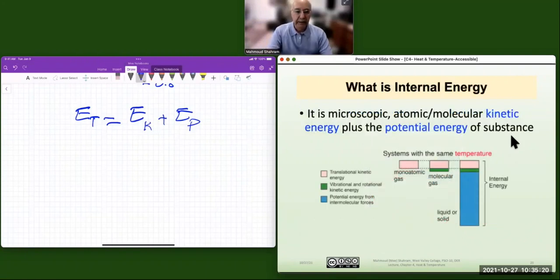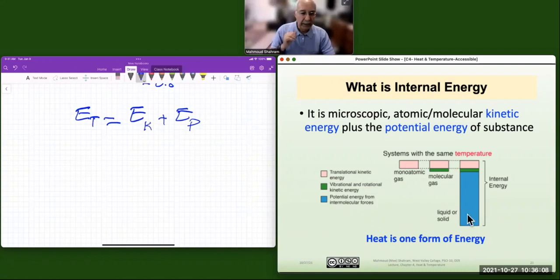Again, as I said, the internal energy consists of the kinetic energy and potential energy of a substance. When you look at a gas, say hydrogen gas, one atom in a region has a translational kinetic energy. It moves around. When you look at a molecular gas, like a region of atmosphere which has molecules, you have vibration, you have rotation, and the kinetic energy.